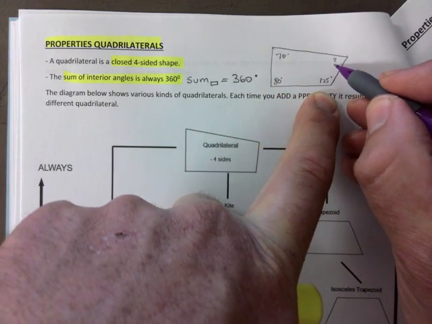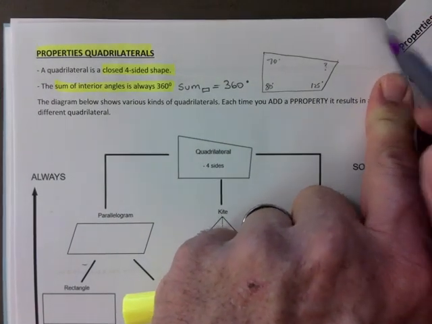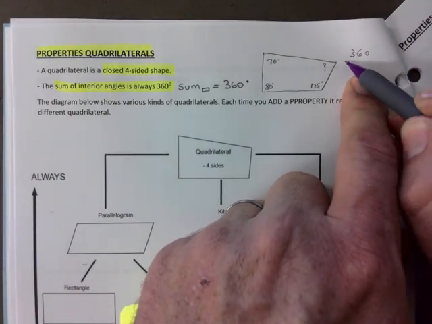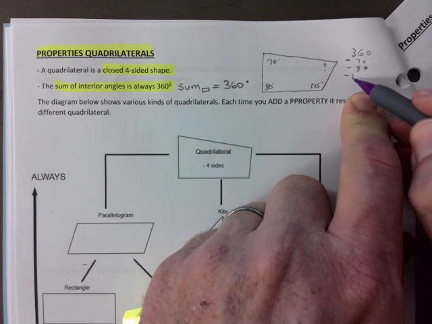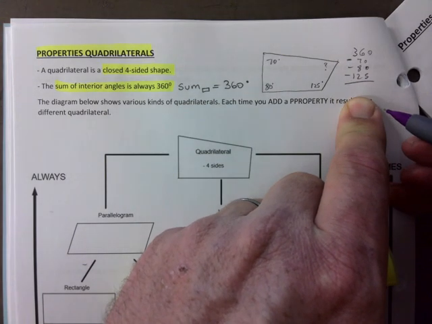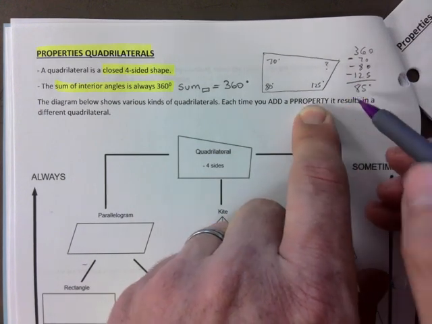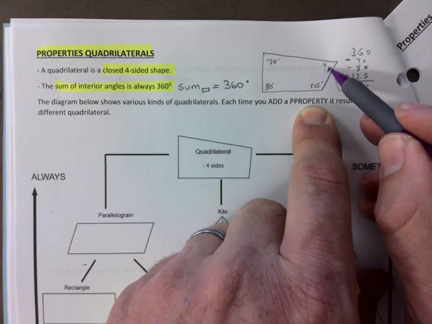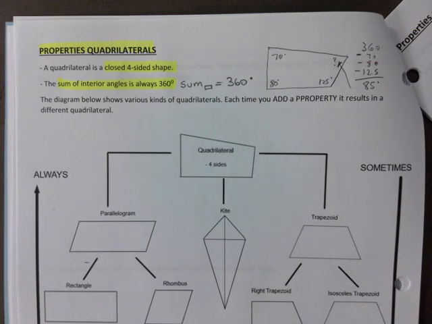And if I asked you, hey, what's this one here, the unknown? That's when you use this property. You use this one to help you out there. So you're going to go 360 minus 70 minus 80, so I'm taking away the 2, minus 125. You're left with 85. Okay. So now you know that this one right here is 85. You know that if it's four-sided, you can always use that to come up with what's missing.